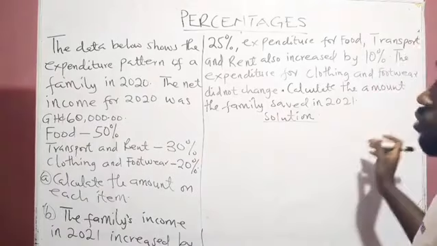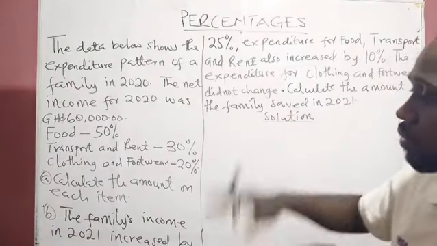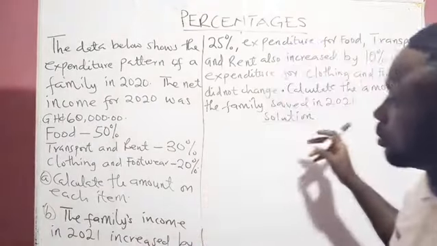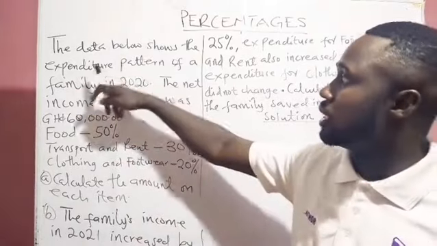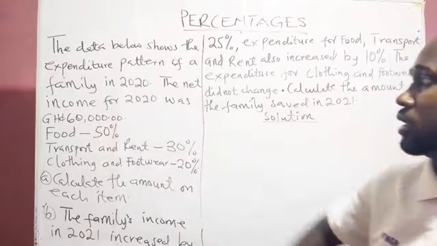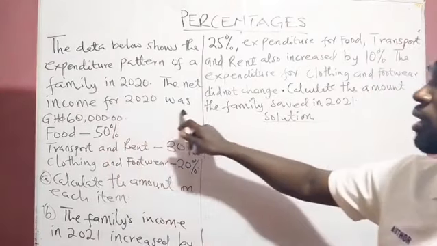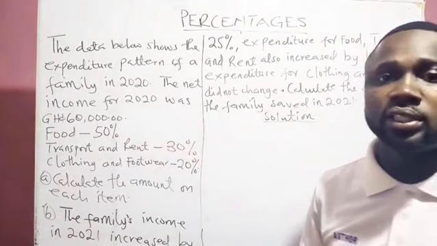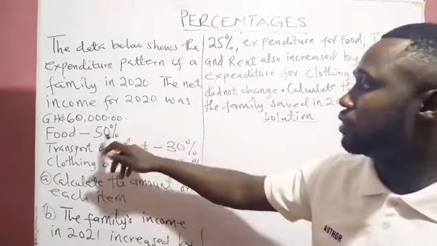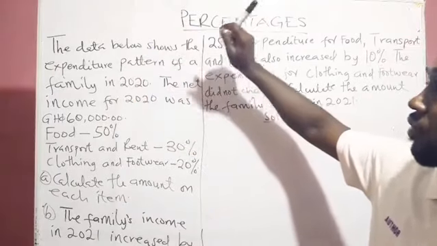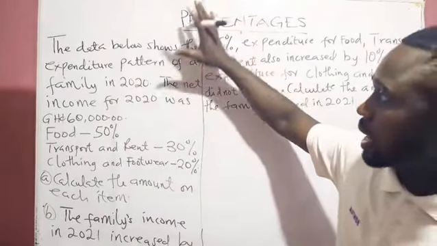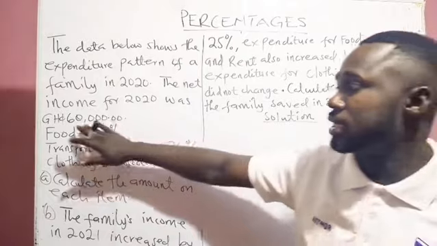All right, so let's go straight to the point. Let's go straight to our question. The data below shows the expenditure pattern of a family in 2020. The net income for 2020 was 60,000 Ghana cedis. Okay, food. So this is the data of a family, that is, their expenditure, and then this was their net income.